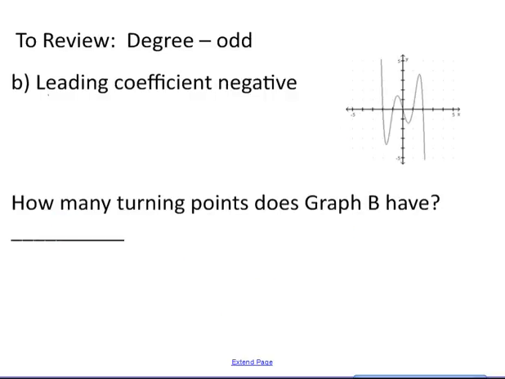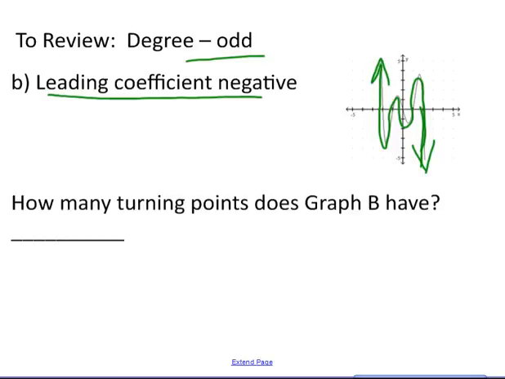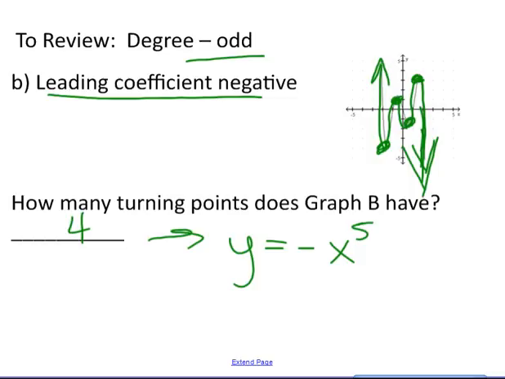If the leading coefficient is negative, that means the right side is going to be going down. Arms are going in opposite directions. That makes it odd. Number of turning points: 1, 2, 3, 4 turning points. So that means it's going to have degree 5. So y is going to be some sort of x to the 5th. And since the right side is going down, that's going to have to be negative.